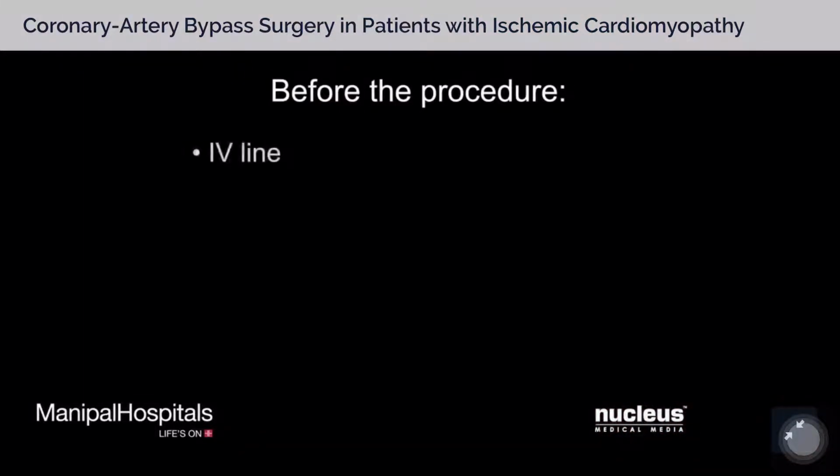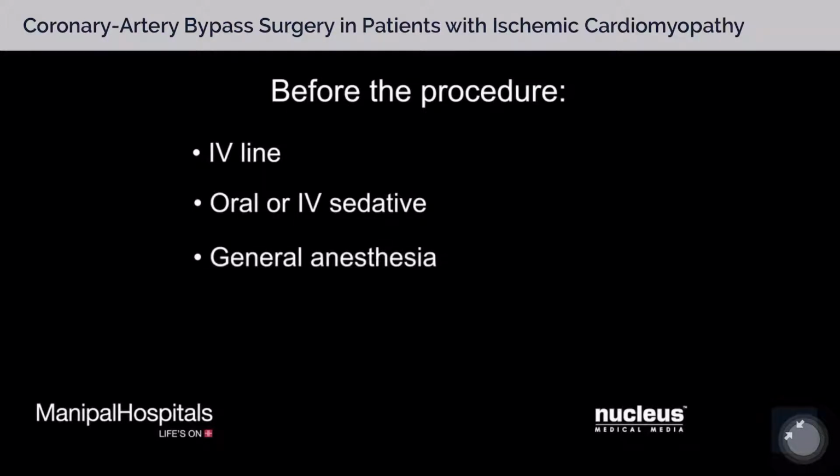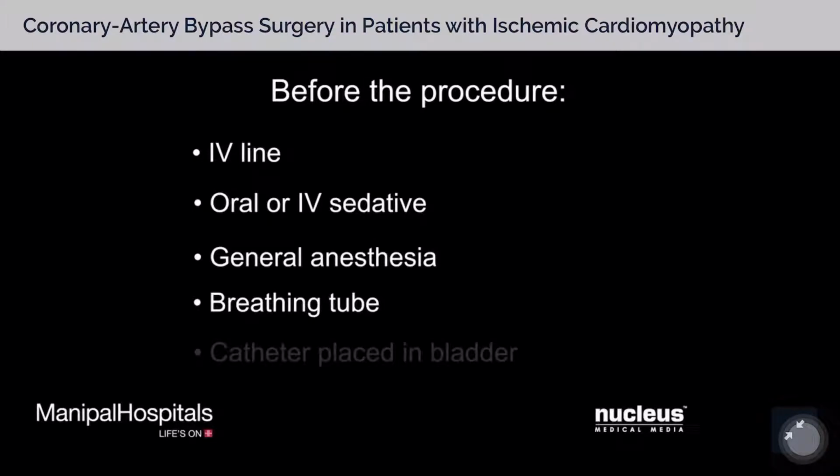Before the surgery, an intravenous line will be started, and you may be given a medication to help you relax. CABG procedures are done under general anesthesia, which will put you to sleep for the duration of the operation. A breathing tube will be inserted through your mouth and into your throat to help you breathe. A catheter will be placed in your bladder to drain your urine. Coronary artery bypass surgery generally takes 3 to 6 hours.